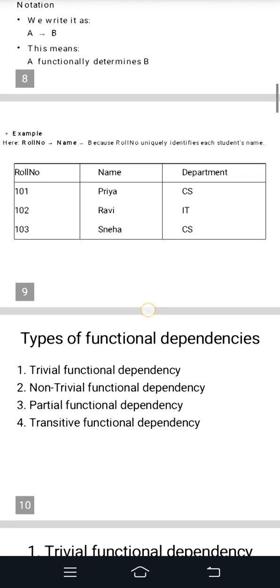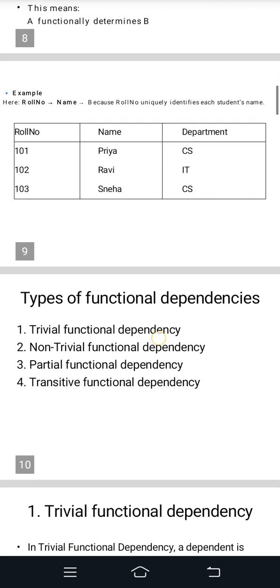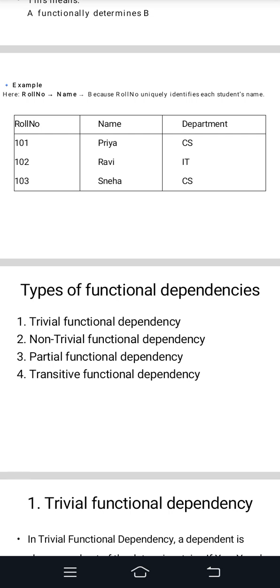Example, here roll number gives name, because roll number uniquely identifies each student name. Roll number, name, department. Roll number 101 identifies the name Priya, and roll number 102 identifies the name Ravi, and roll number 103 identifies the name Sneha.